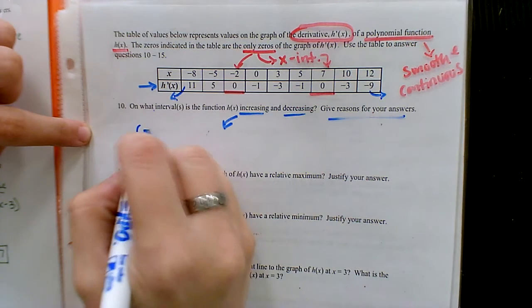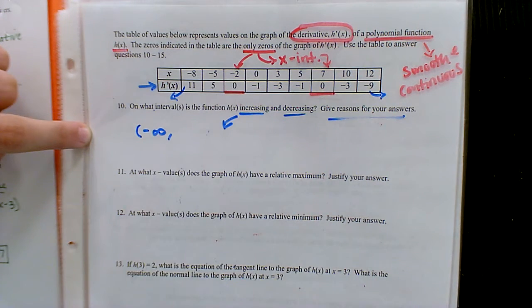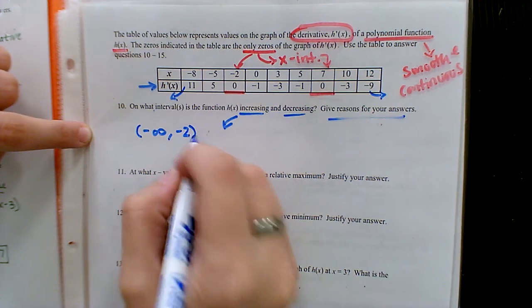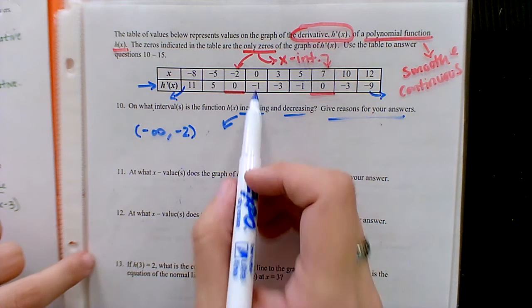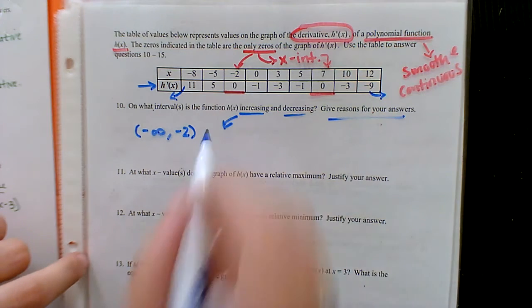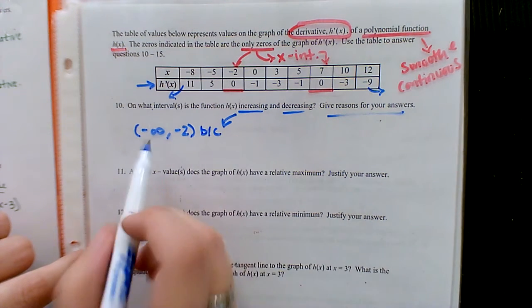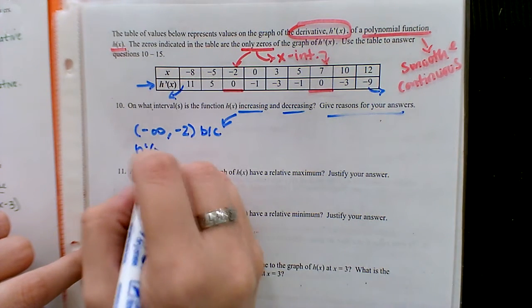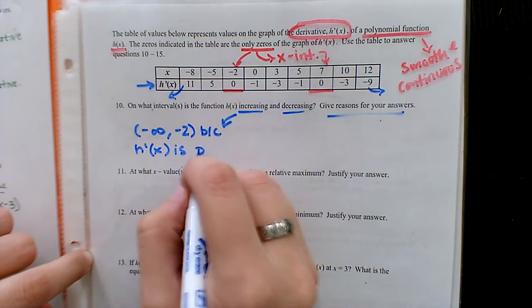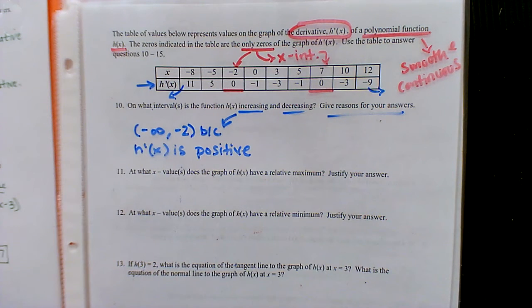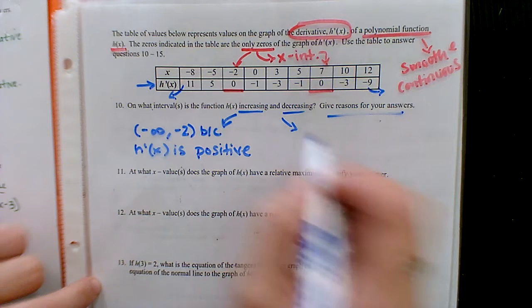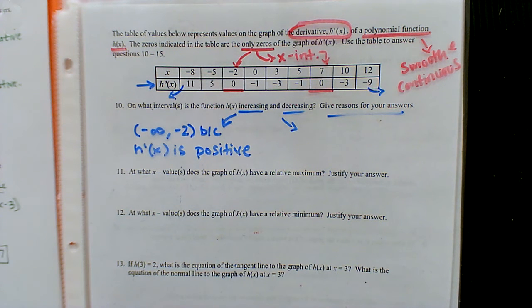So Braden said we're increasing from negative infinity to where? -2. Anywhere else? No, because the rest of the y values or slopes are negative. And you said we're increasing there because the derivative is positive. All right, let's check out where the original function is decreasing.